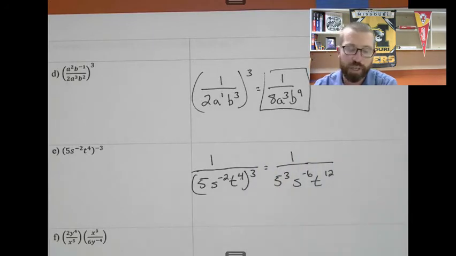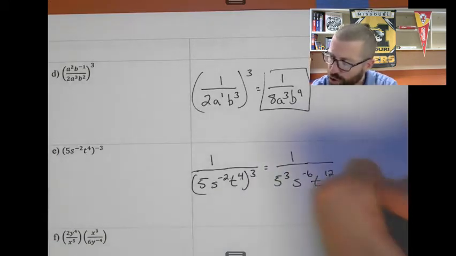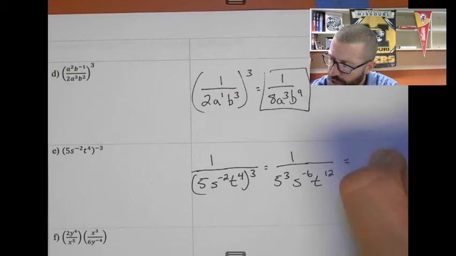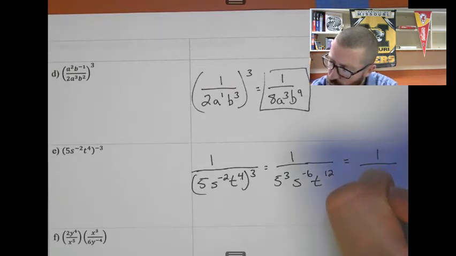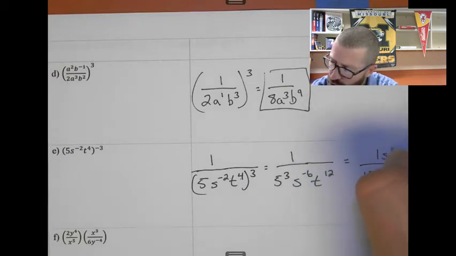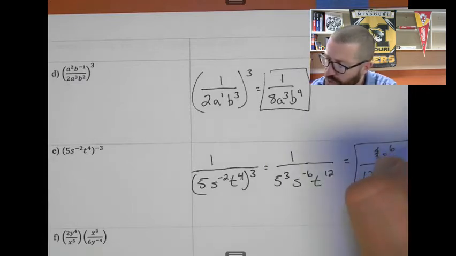Okay, and so now we have, well, you know, a couple things we can do. 5 to the third. If you don't know what that is, that's okay. Just type it in your calculator. 5 times 5 times 5 is 125. S to the negative 6 moves to the top, becomes positive, and then t to the 12th stays there. And you don't need that 1 there. I had it as a placeholder. Probably don't write that.